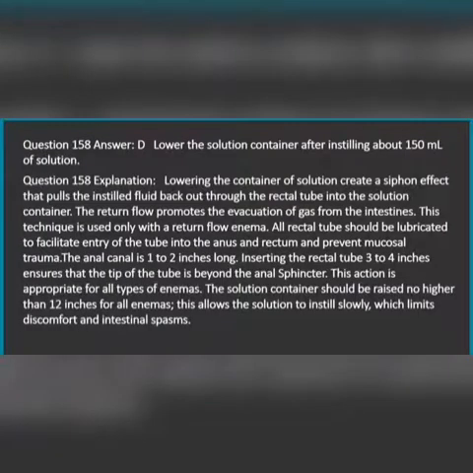Question 158. Answer: D. Lower the solution container after instilling about 150 milliliters of solution. Question 158. Explanation: lowering the container of solution creates a siphon effect that pulls the instilled fluid back out through the rectal tube into the solution container. The return flow promotes the evacuation of gas from the intestines. This technique is used only with a return flow enema.